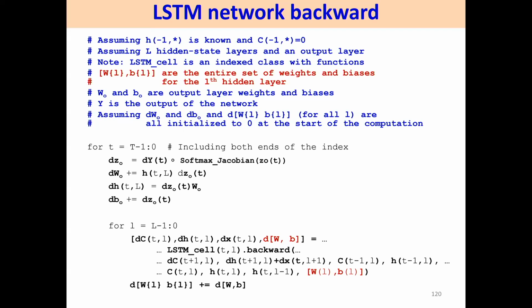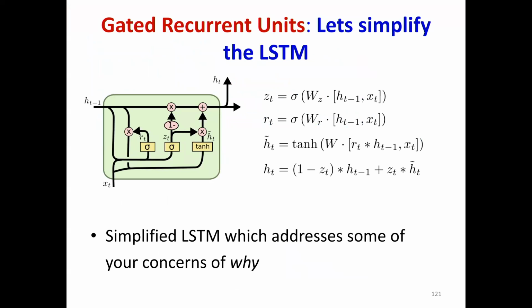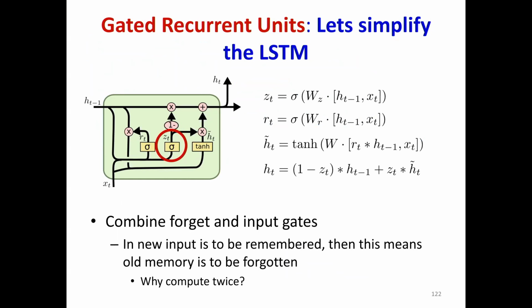The basic concept can be retained while simplifying the unit a whole lot. And so various people have tried various things, and generally with some success. One of the most successful ones is this thing called the gated recurrent unit. Now, it's going to address some of the questions of why this much complexity. This looks much simpler than your LSTM, right? What changed? I have a forget gate and I have an input gate. This doesn't make sense, right?